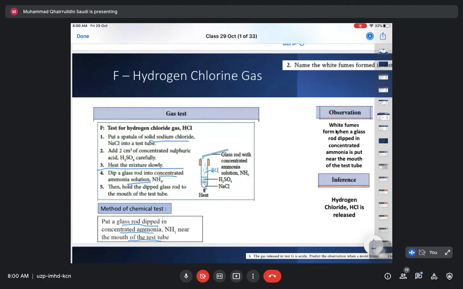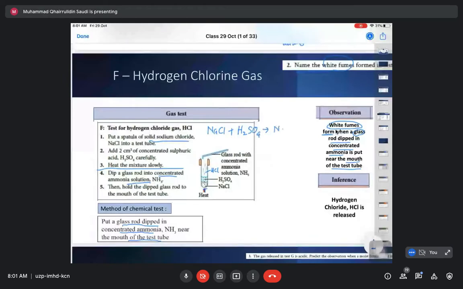What will your observation be? White fumes form when a glass rod dipped in concentrated ammonia is put near the mouth of the test tube. Okay, dia suruh tengok. Name the white fumes. Okay, kita nak tahu apa white fumes tersebut. So first kita kena buat dulu. What is the product from sodium chloride plus sulfuric acid? When sodium chloride reacts with sulfuric acid, what will be our product?